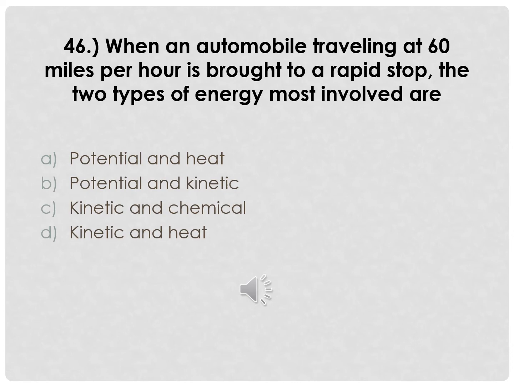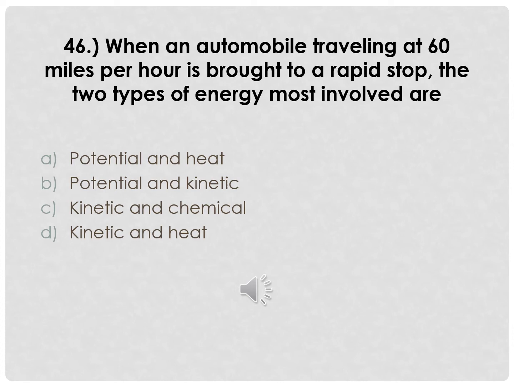When an automobile traveling at 60 miles per hour is brought to a rapid stop, the 2 types of energy most involved are... So let's discuss the different types of energy. I'm sure you've always heard growing up, potential energy, that's energy at rest, and kinetic energy is energy in motion. Since this automobile is traveling at 60 miles per hour, I don't think that potential energy is necessarily going to be involved here. So we can rule out A and B.